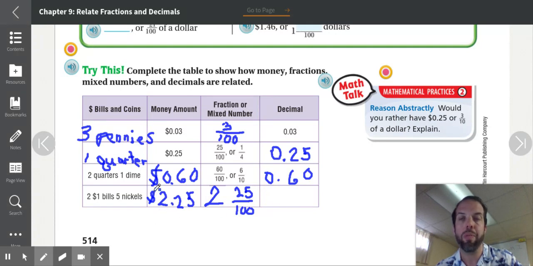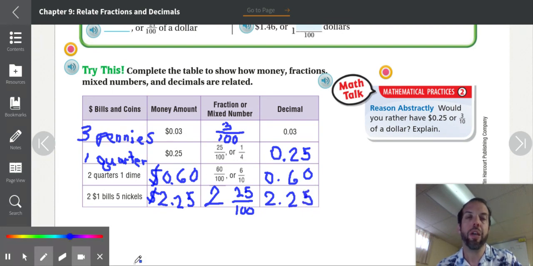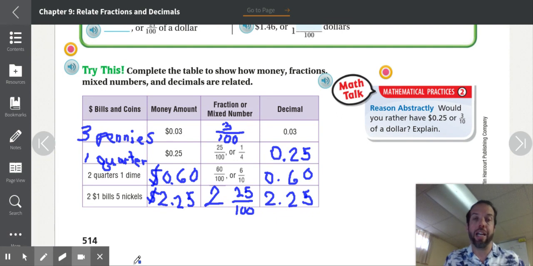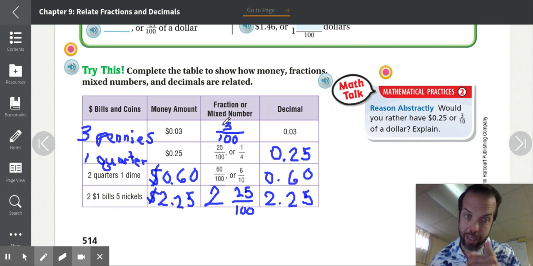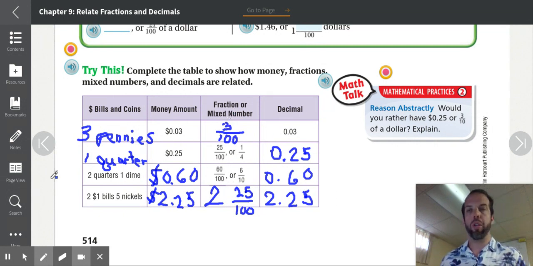Well, the same as I wrote it as my money amount, except I'm not going to put the dollar sign. So it would read as 2 and 25 hundredths. Okay, so that's one part of the lesson, guys. Today you're going to have to write multiple ways the same thing. All right, so we have the bills and the coins, the money amount, fraction or mixed number, and the decimal. All right, so let's go.